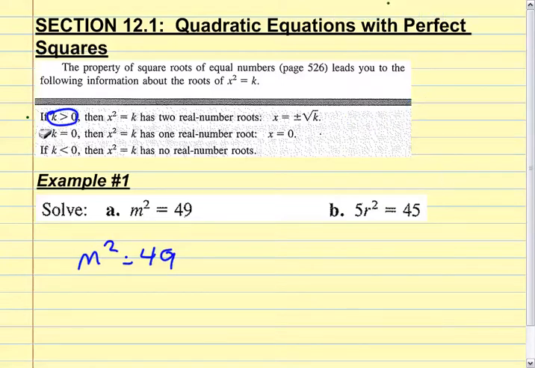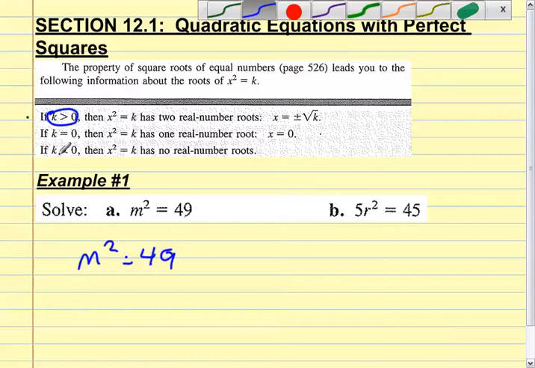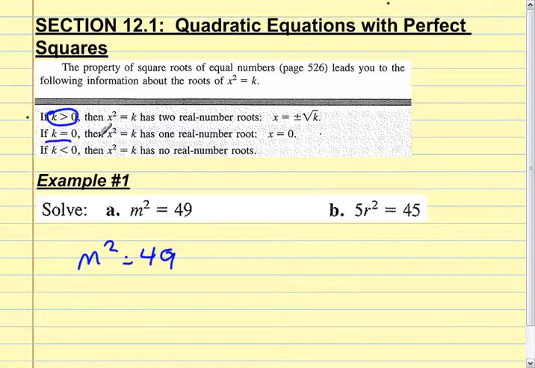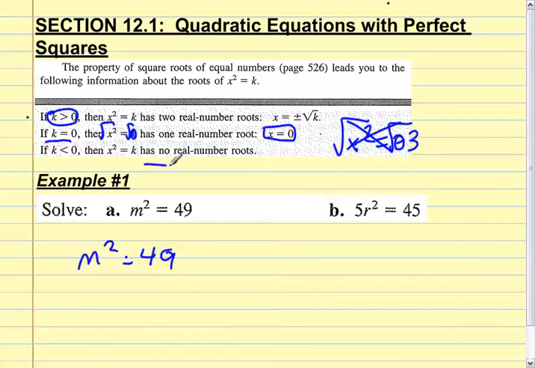Also, it's saying if k equals 0, well, if x squared equals 0, I take the square root of 0, that just means x is going to equal 0. Now, what if it's negative? Say I had x squared is equal to negative 3. Take the square root of this, and the square root of what? There's no number that when multiplied by itself gives me a negative. That's not possible. It is, but it's with imaginary numbers. And so the answer is no real number roots, no real number solutions.